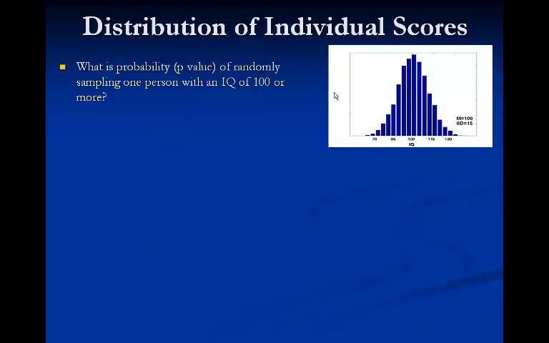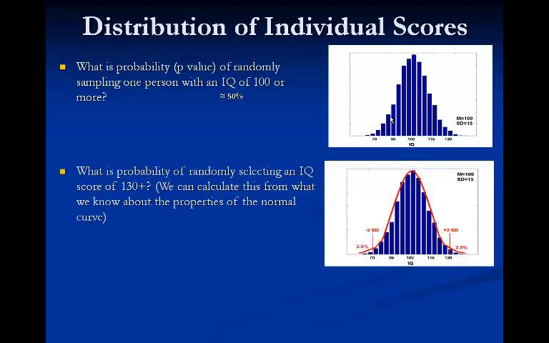So we can look within a distribution of individual scores and compute things such as the probability, or p-value, of randomly sampling one person with an IQ of 100 or more. In a normal lecture I'd ask the audience to say what it is, but it's actually fairly obvious, because the normal distribution is symmetrical about the mean. So that means in this case half the values are above the mean and half are below, so our probability would be 0.5, 50%.